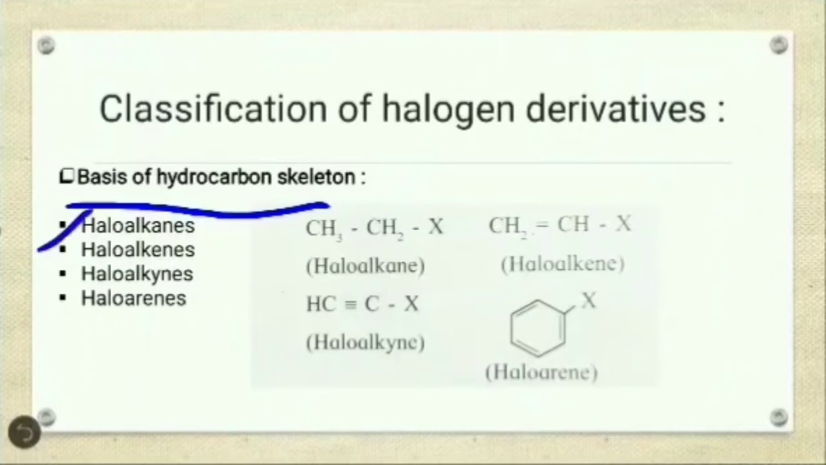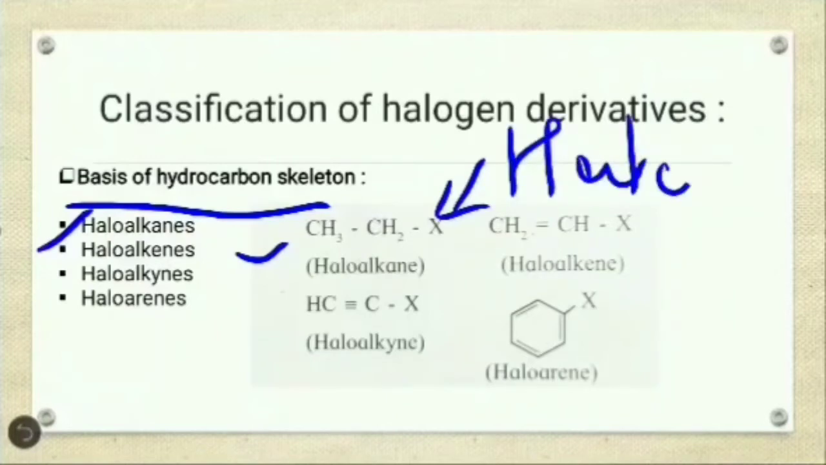First is haloalkane. The alkane compound with a halogen atom is known as haloalkane. You can see in this example CH3, CH2 and X. X over here represents the halogen. So an alkane compound with a halogen atom is known as haloalkane.